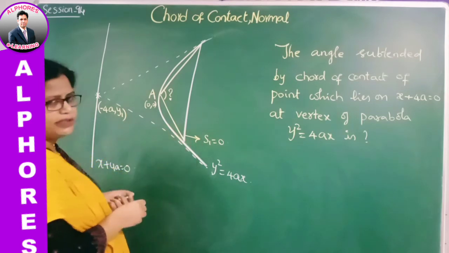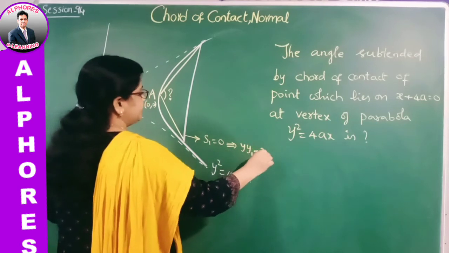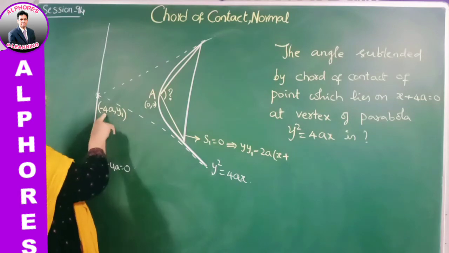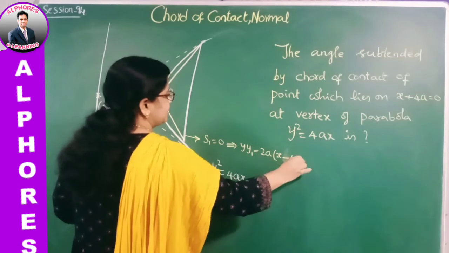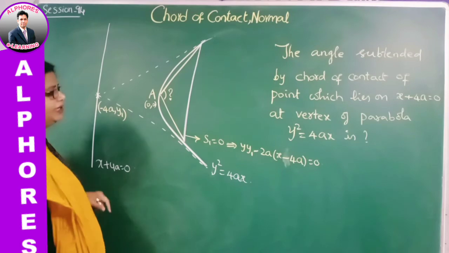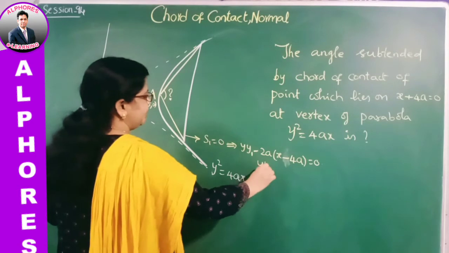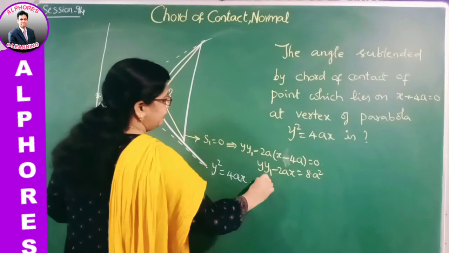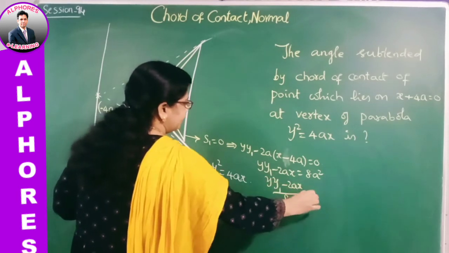Now S1 is 0, then what about the equation here? This implies y1 minus 2a into x plus x1. Now what is our x1, students? It is nothing but minus 4a. So y1 minus 2a into x plus minus 4a is equal to 0. So this is our equation of the chord of contact. Now we want to do homogenization, that implies y1 minus 2ax is equal to 8a square. Then divide by that value, so y1 minus 2ax by 8a square is equal to 1.